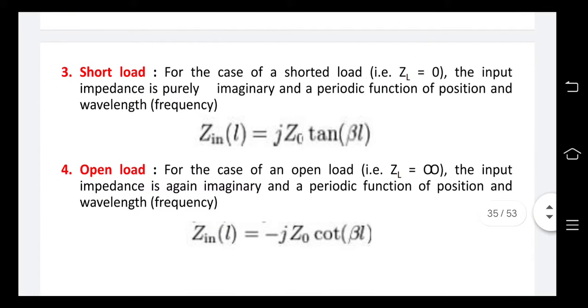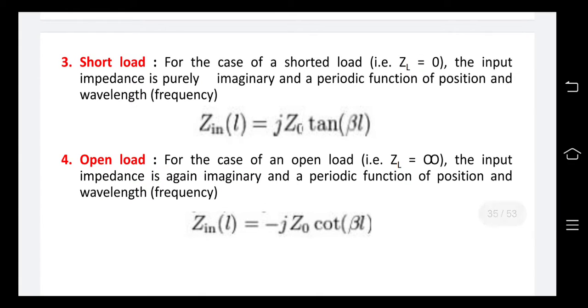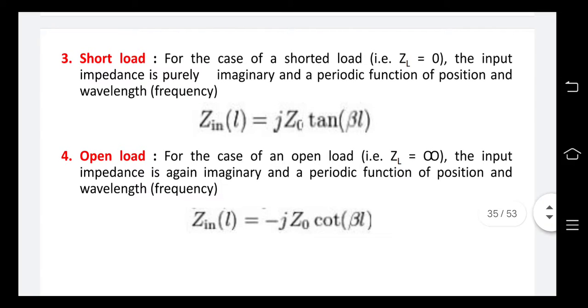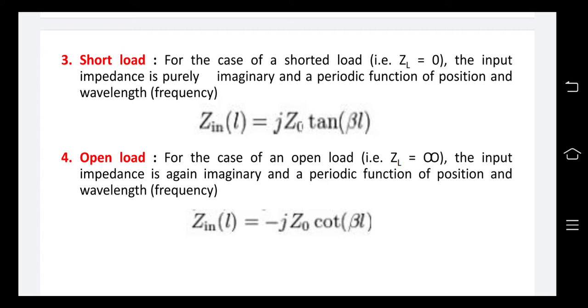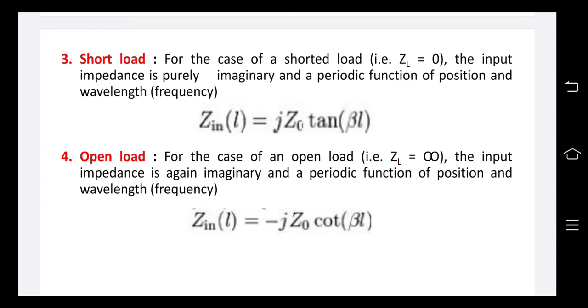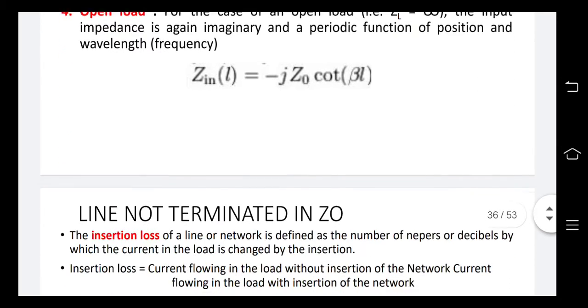Next is about the short load. So, for the case of a short load, ZL will be equal to 0. Therefore, the input impedance is purely imaginary and a periodic function of position and wavelength. So, Zin of L will be equal to jZ0 tan beta L. For open load, ZL will be equal to infinity. Therefore, the input impedance is again imaginary and it's a periodic function of position and wavelength. So, Zin of L will be equal to minus jZ0 cot beta L.